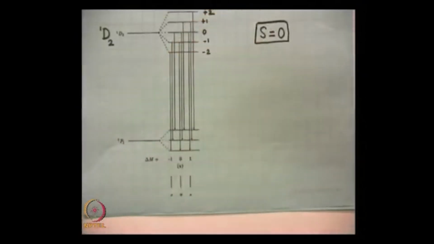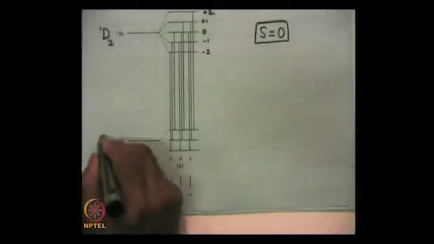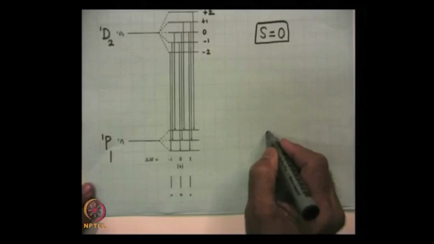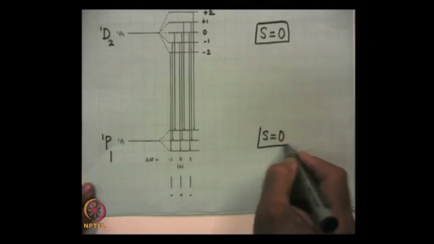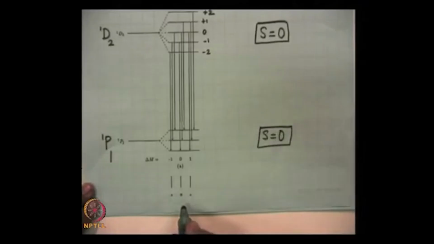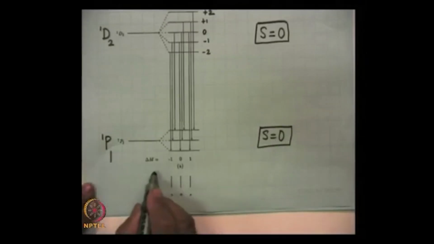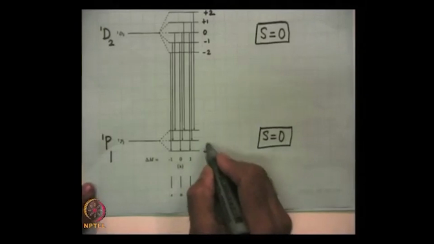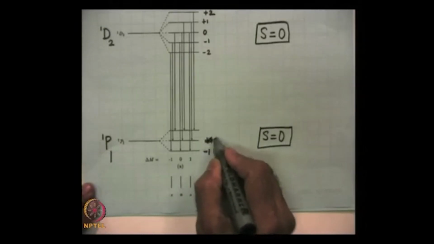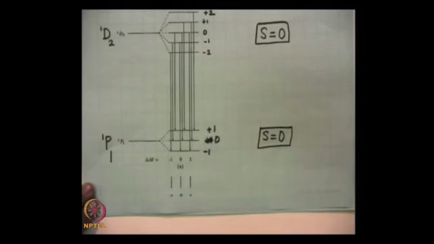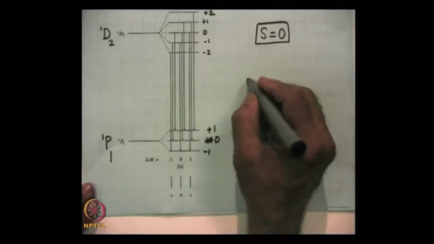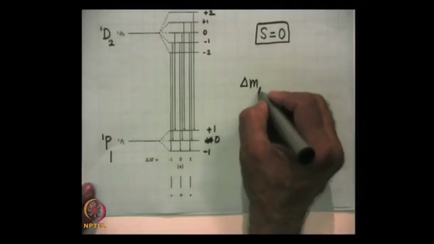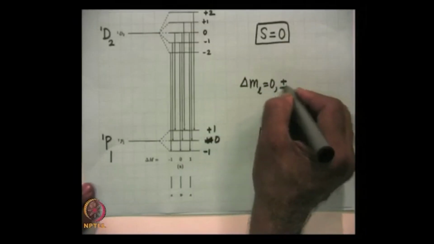This is the normal Zeeman splitting, and if I assume a transition to singlet P1, here S is again 0 and L is 1. So, m can take values minus 1, 0 and plus 1. And the selection rules are that the transition takes place when the change in m L is 0 or plus or minus 1.